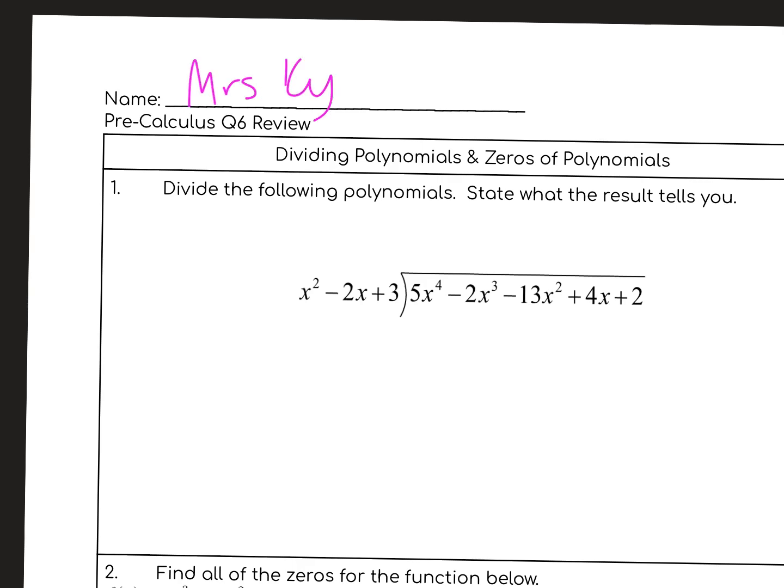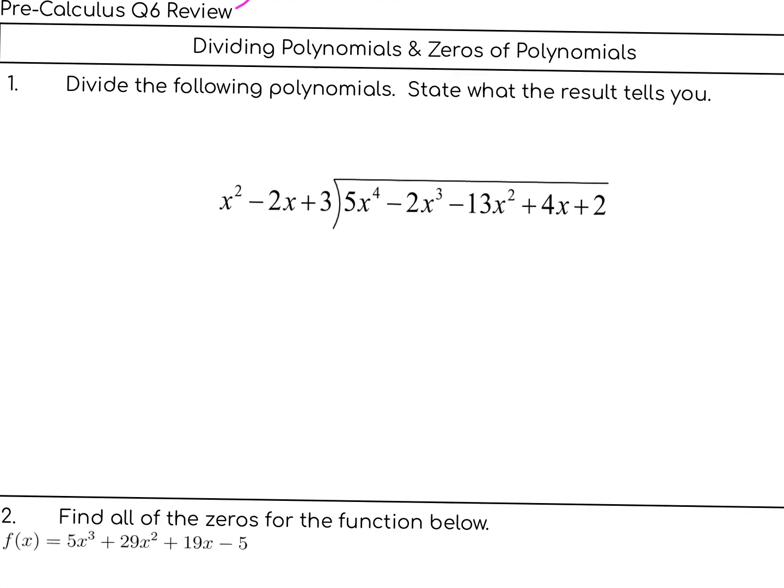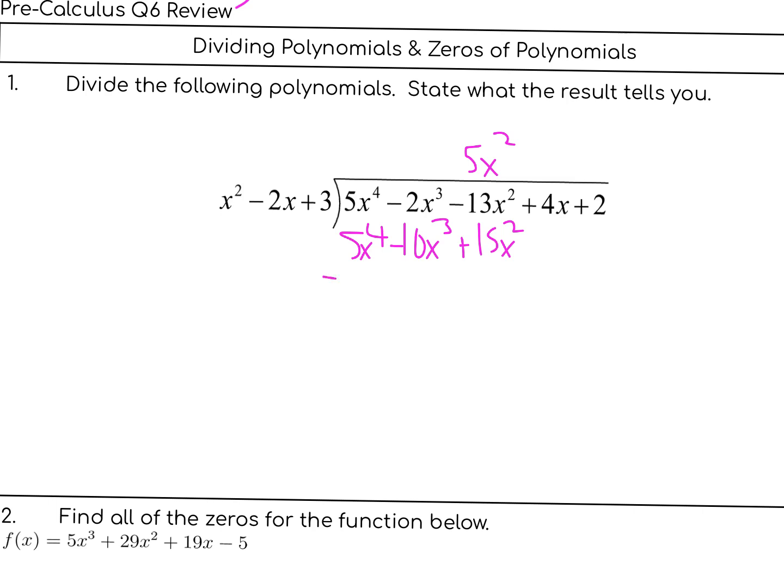Divide the following. Sounds good. So we got x squared, we got to make that 5x to the fourth, so I'm going to put that as 5x squared. So 5x to the fourth minus 10x cubed plus 15x squared. Subtract down. Negative 2 minus negative 10 is 8x cubed. Negative 13 minus 15 is negative 28x squared. Plus 4x, bring that one down.